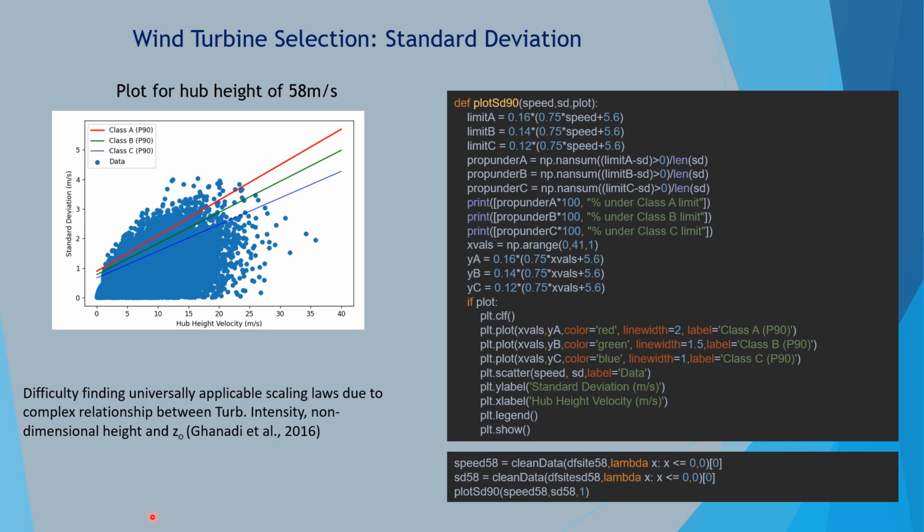One source that I've just listed down here stated that the turbulence intensity is a function of the non-dimensional height relative to the surface roughness. So those weren't values that I felt like I was able to estimate with a large amount of certainty. So I used a slightly different approach based on the available data. So the function here just calculates the proportion of data that's under each of the limits and then generates the plot on the left here.